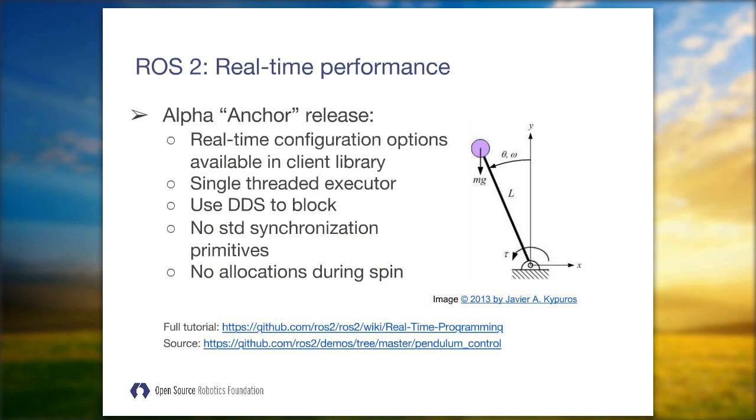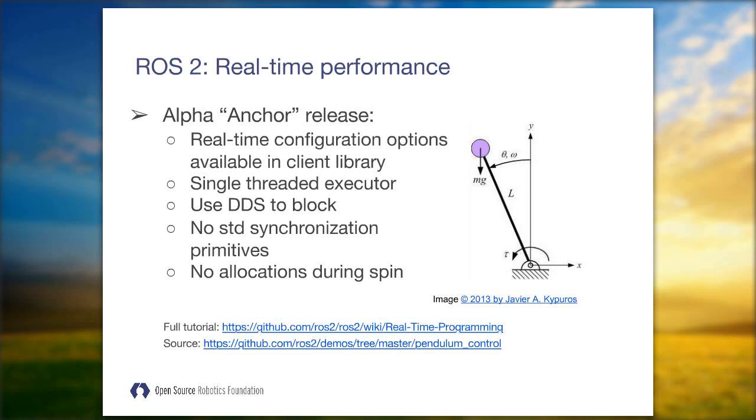I'll give an overview of how we implemented this in the release we put out on Monday, which we're calling Anchor. That's basically our minimal alpha release of ROS2. There are configuration options exposed in the client library API that control things like your memory allocation and also your threading model.